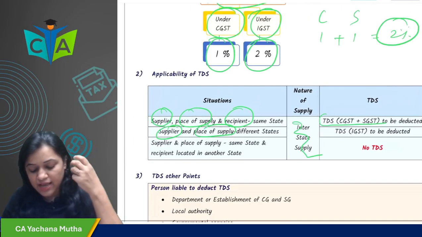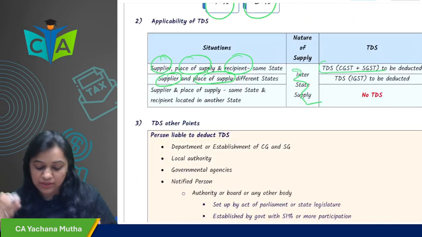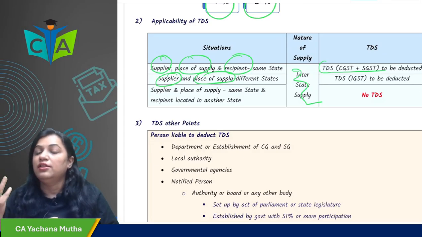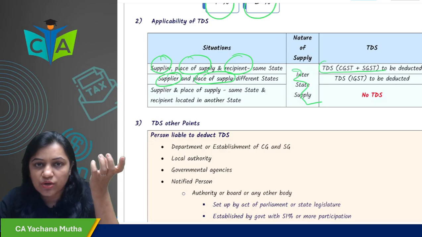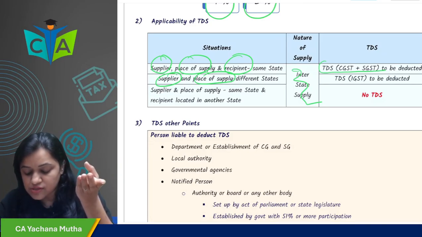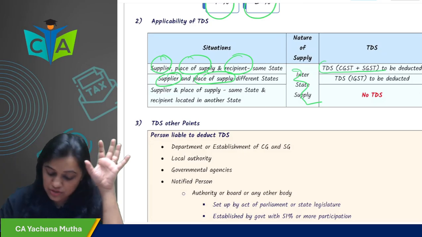But if the supplier LOS and POS are in the same state but the recipient is located in another state, then there is no applicability of TDS. So LOS, POS in one state, recipient in another state, then there is no applicability of TDS.